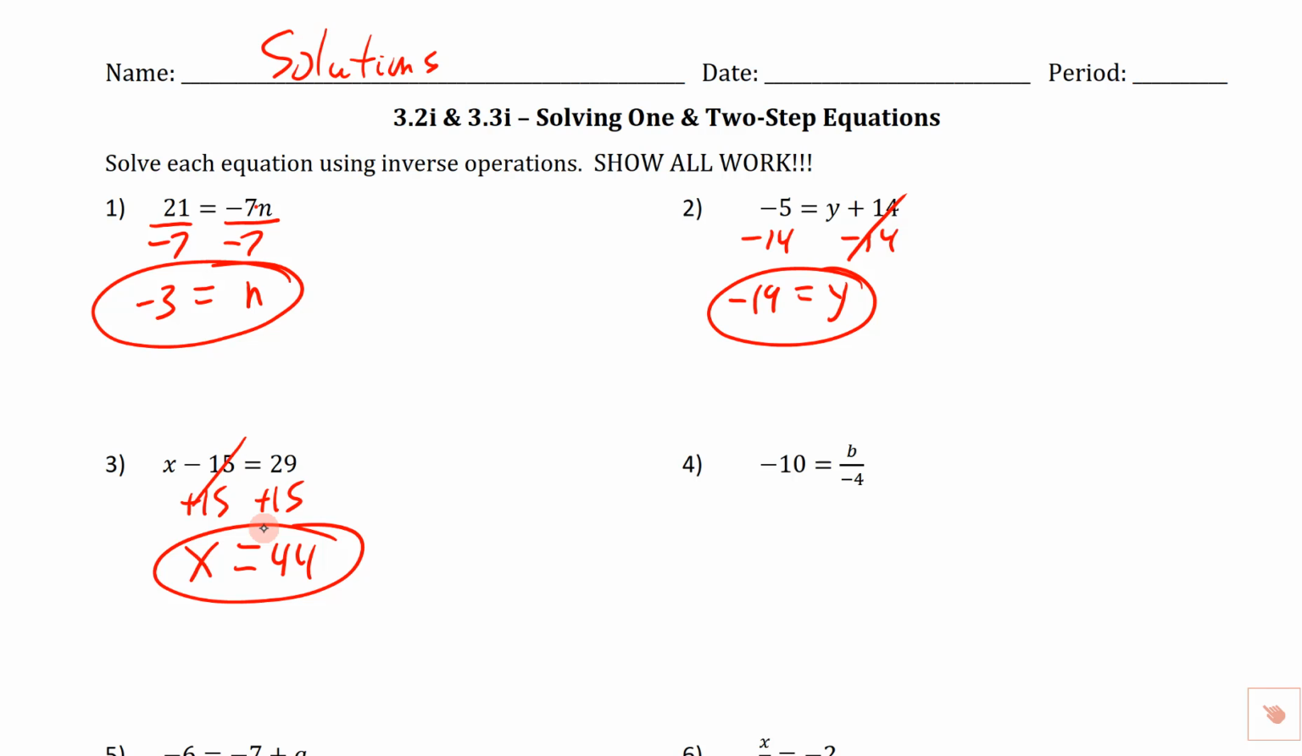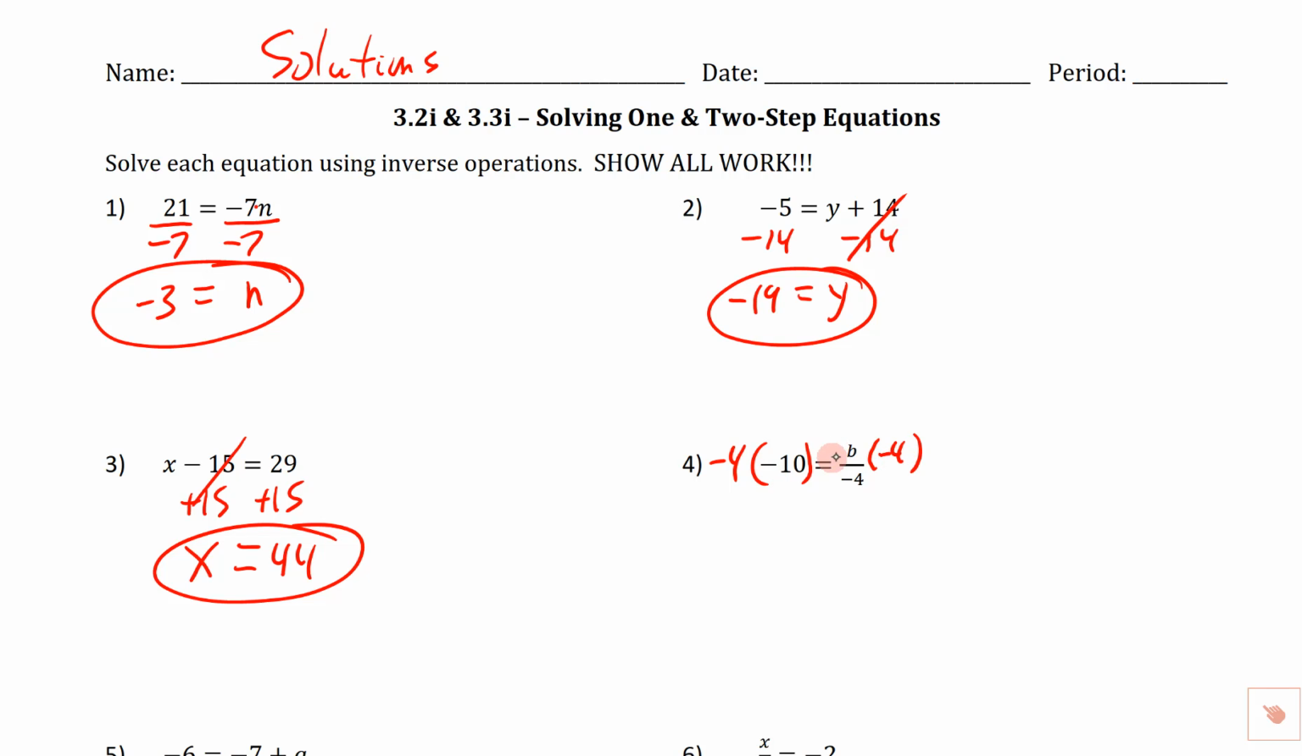Always want to show our work and make sure we circle our answer. The operation represented by this fraction bar here is division. So they took b and they divided by -4. So what we're going to do is multiply both sides by -4. Notice that we put the second factor on each side in parentheses.